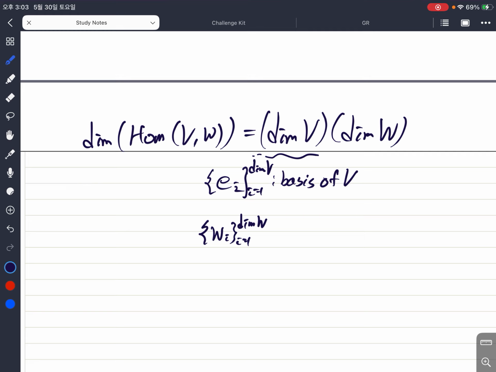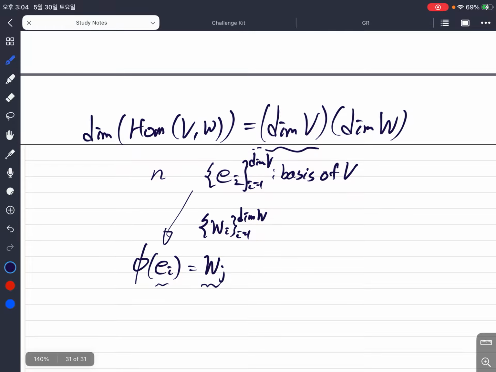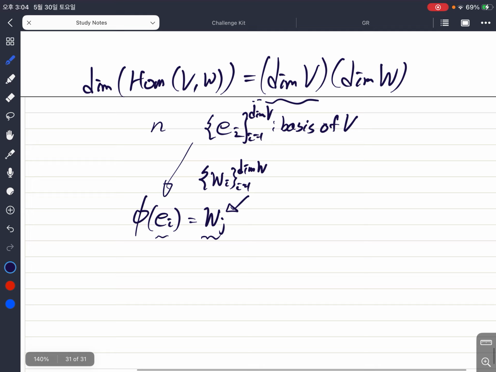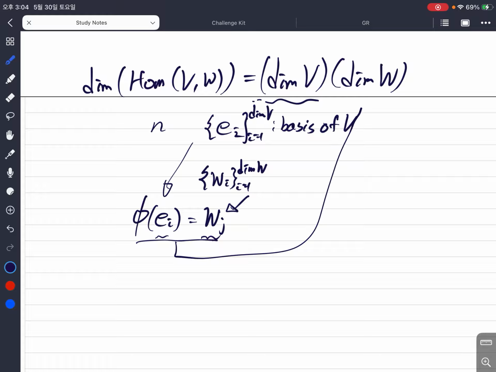Then last time we showed that there is an isomorphism between them for the linearly independent w_j and e_i, and so we can choose n basis vectors, so we have some phi where e_i becomes w_j. For each e_i and w_j, there are dim V choices and dim W choices, so we can relate them as mentioned. How many ways can we relate them? This is just this way. That's why they have this dimension.